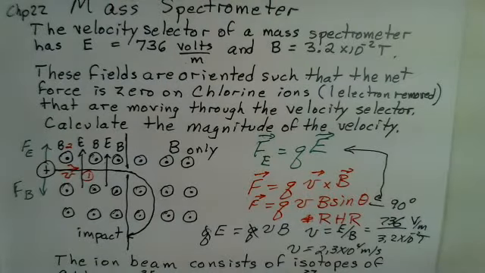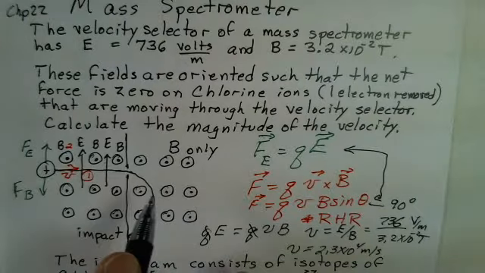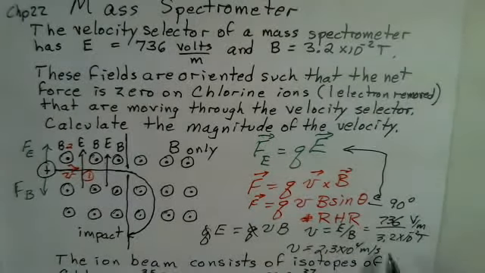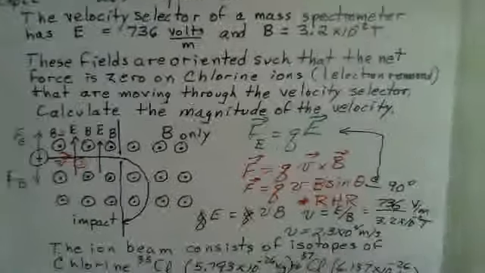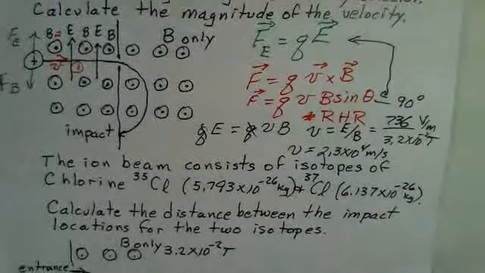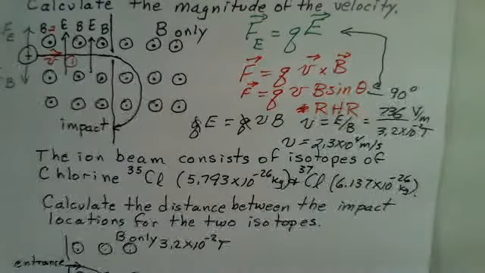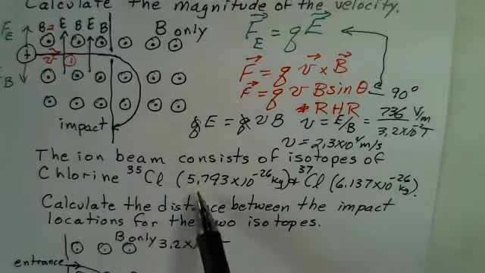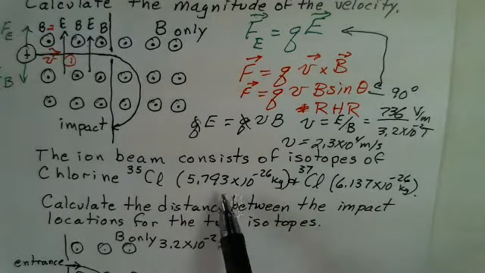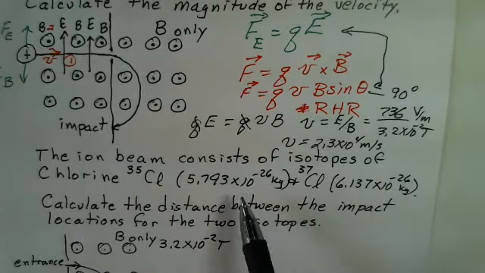So we have this velocity for the ions coming into the magnetic field region where there's only magnetic field. All the isotopes have this velocity, all the ions have that velocity. Now let's suppose in our chlorine beam there are two isotopes of chlorine, and chlorine 35 has a mass of approximately 5.793 times 10 to the minus 26.